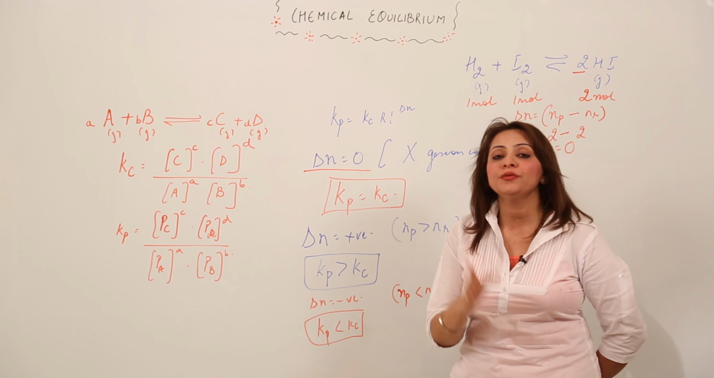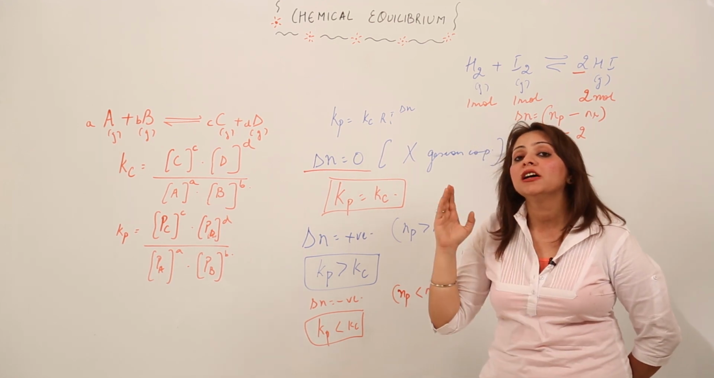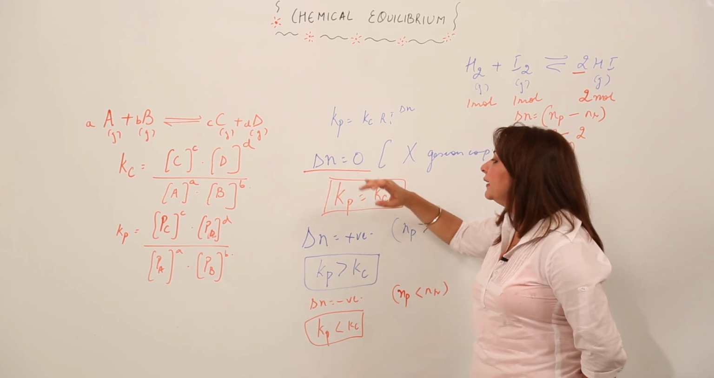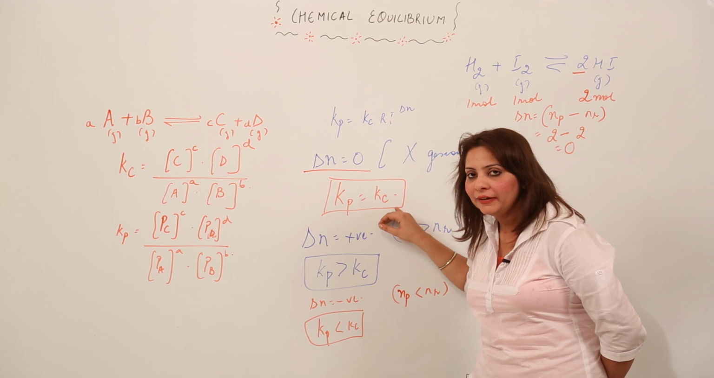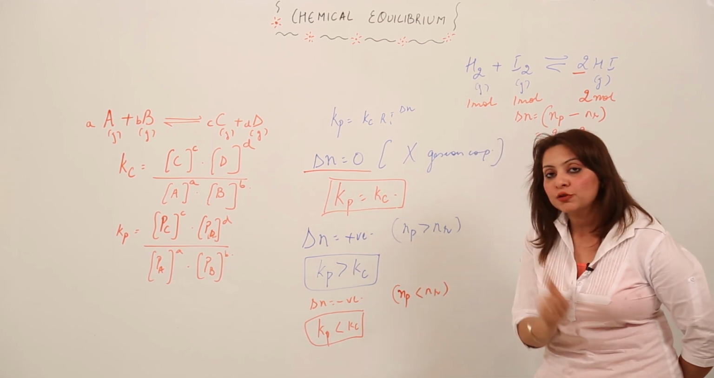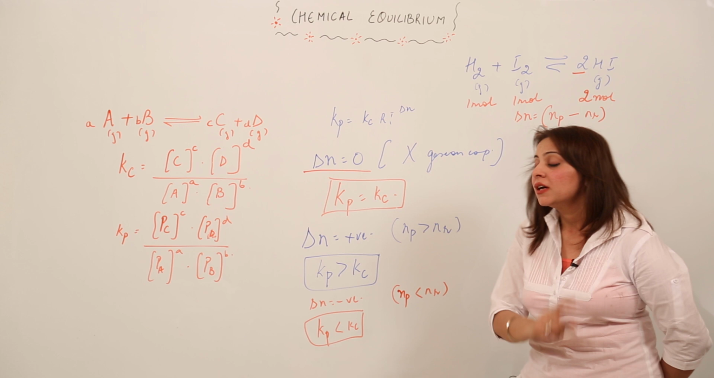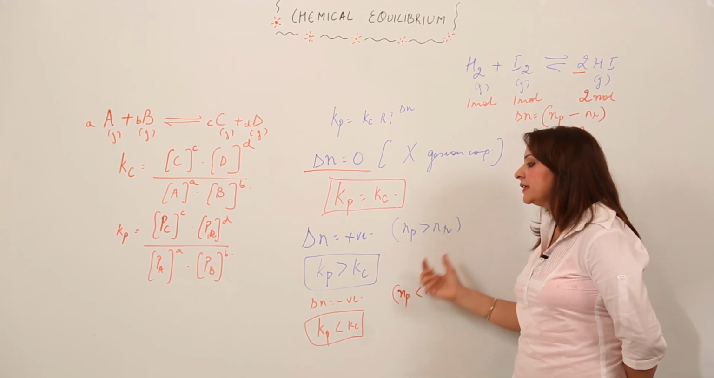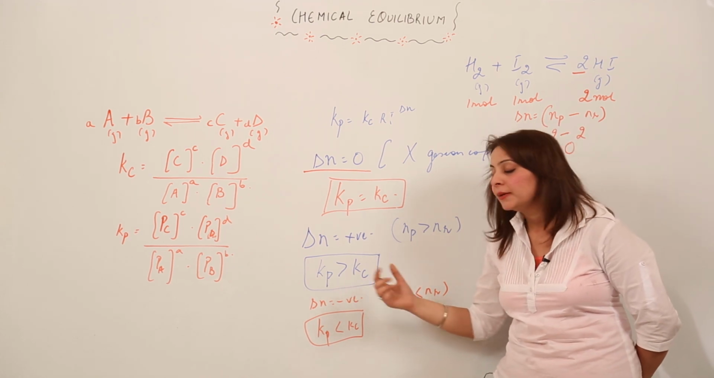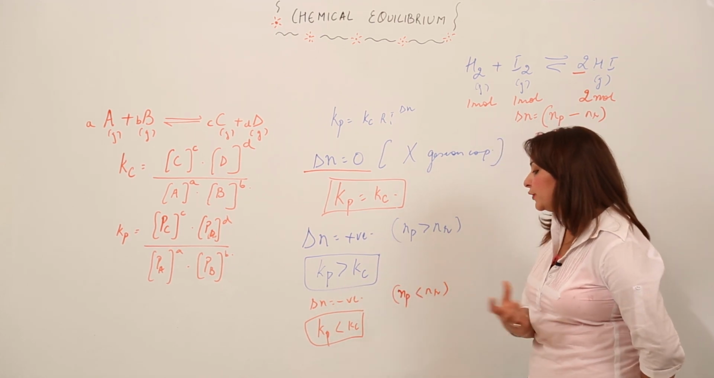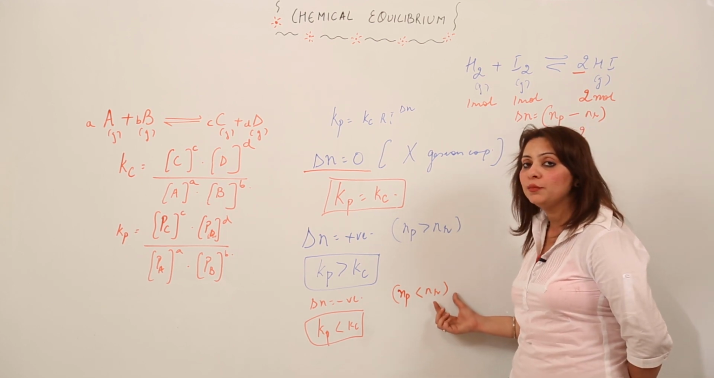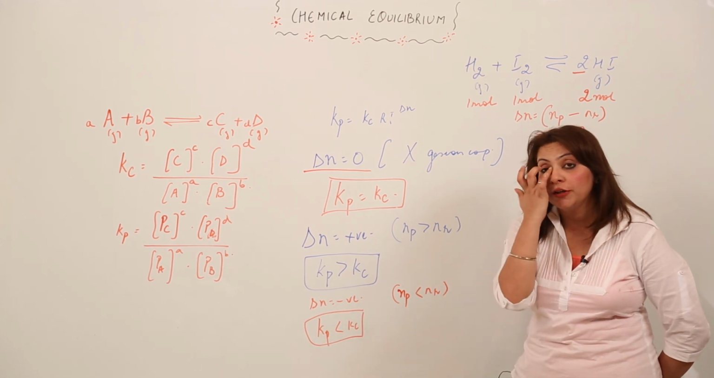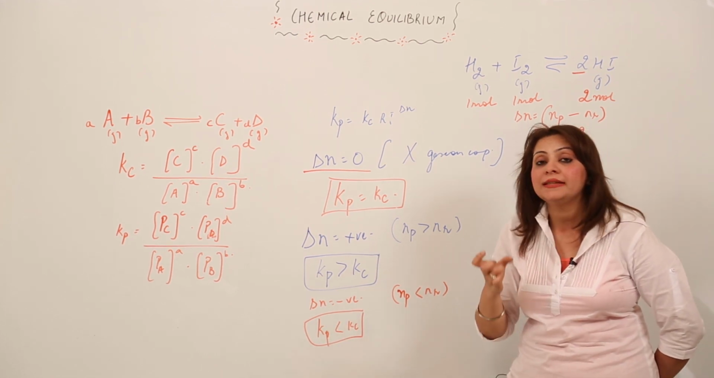So we have three conditions. If the reaction does not involve any gaseous component or the number of moles of the reactant and product are the same, then delta N is going to be 0, and in this case Kp will be equal to Kc. If we have a reaction involving a gaseous component, but the number of moles of product is more than the number of moles of reactant, then in this case Kp is going to be greater than Kc. And if the number of moles of reactant is more as compared to the product, then delta N is going to be negative, so obviously Kc is going to be greater than Kp, that means Kp is less than Kc.